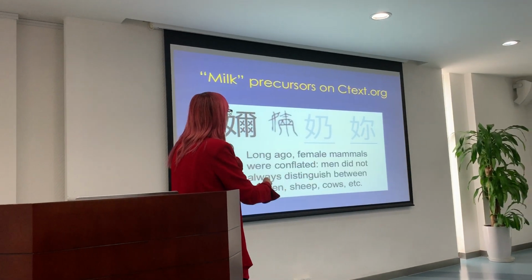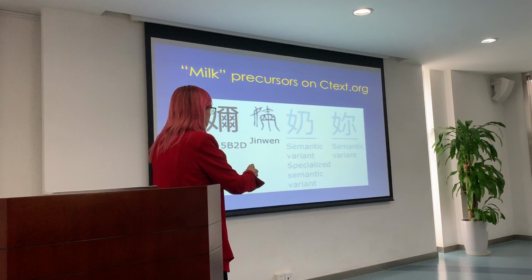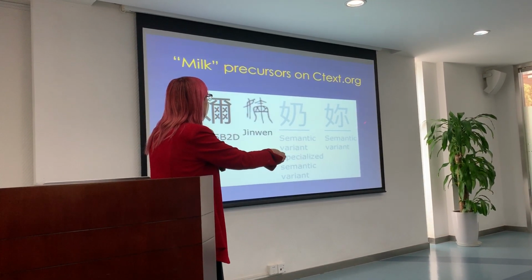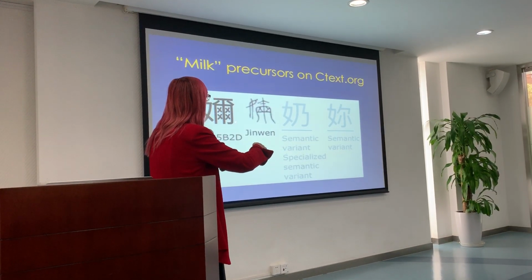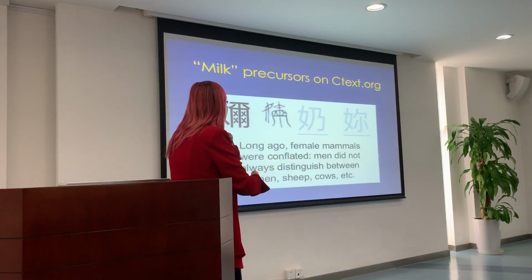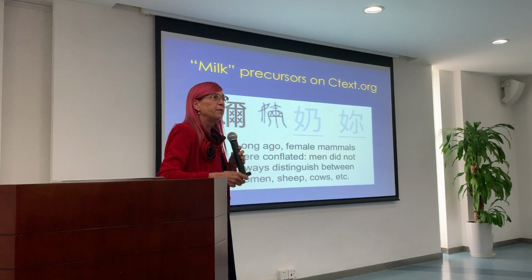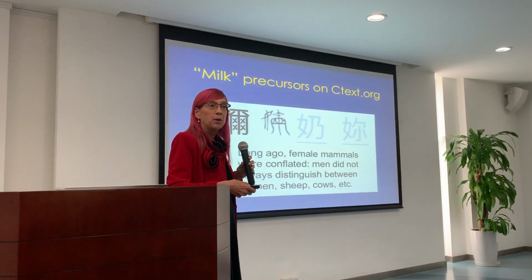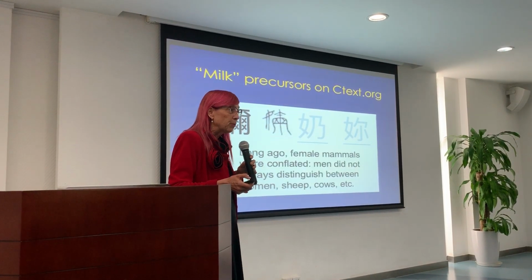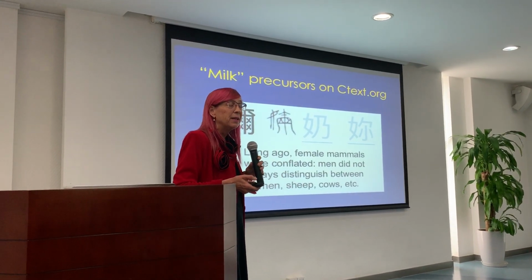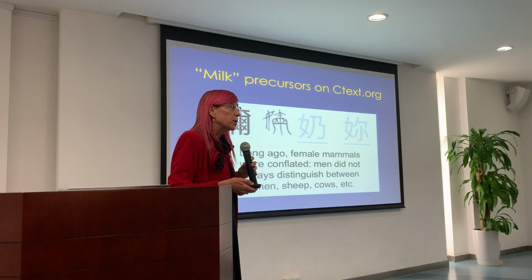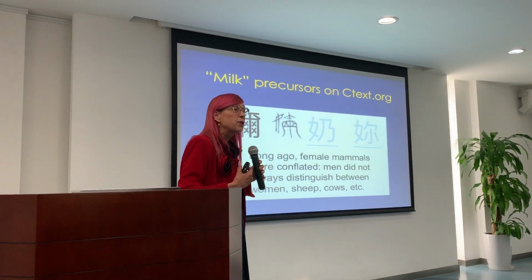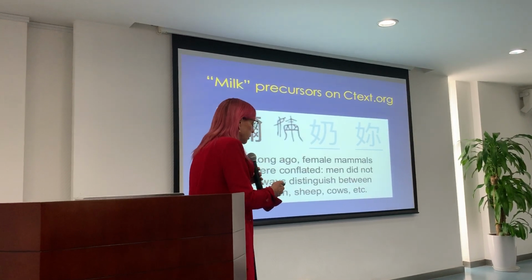Okay, so here we have the Jinwen, we have the 9 now, and a semantic variant, and this is a precursor. And so, long ago, female mammals were conflated. Men did not always distinguish between women, sheep, cows, etc. It's an unpleasant reality. This is the part of the data that people don't want to acknowledge. But you know what? If we acknowledge it, we can understand why bias exists and understand ourselves as humans better.